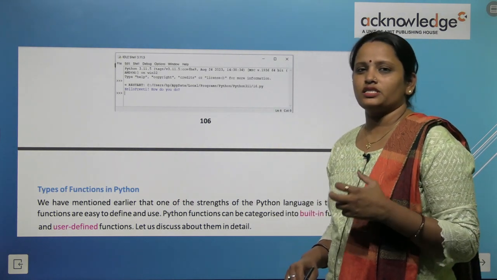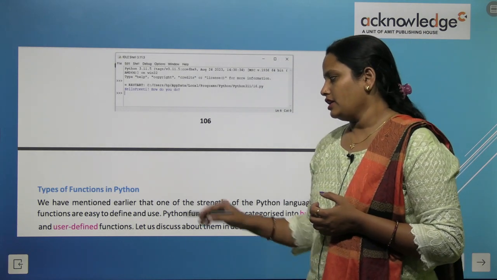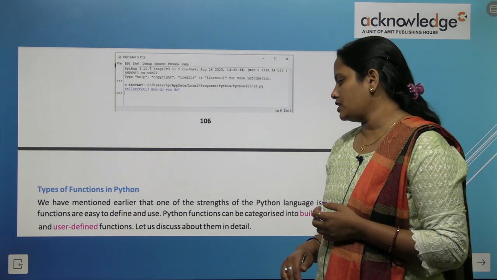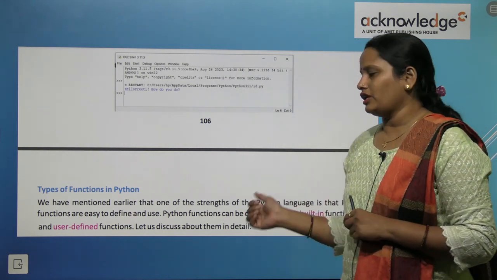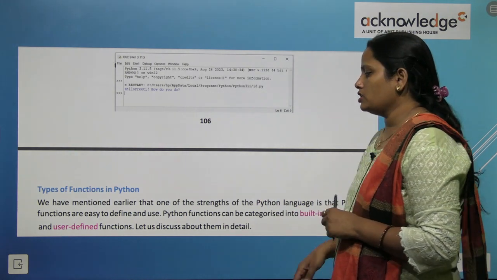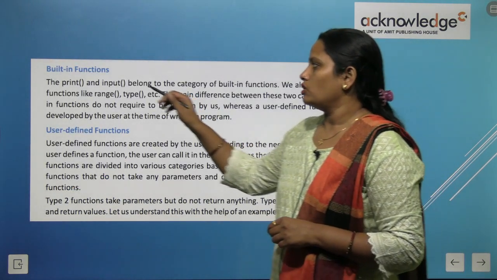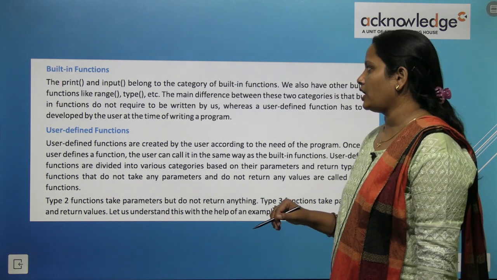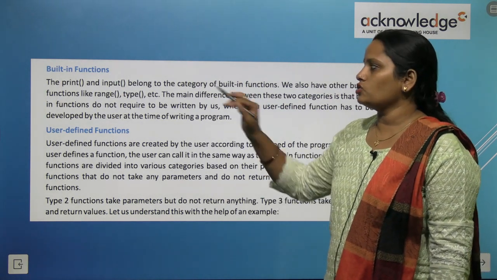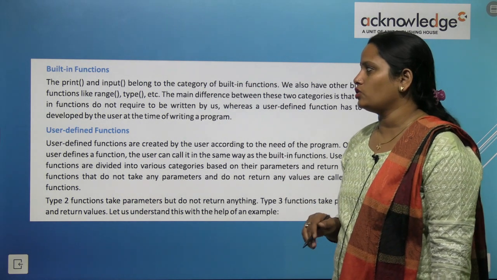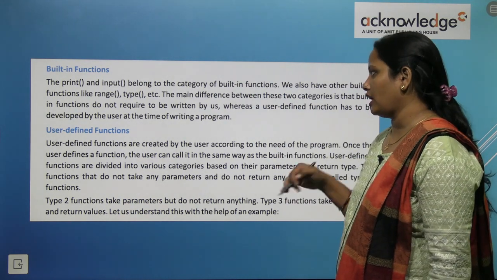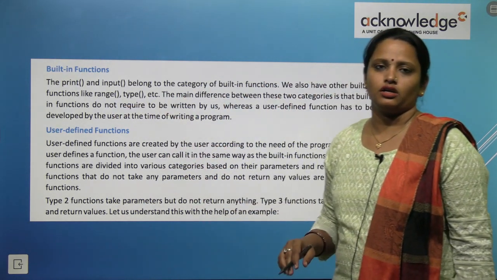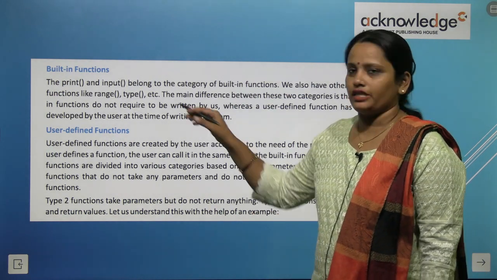Python function को हम built-in function में भी categorize कर सकते हैं, and user-defined function में भी हम इसे categorize कर सकते हैं. Let us discuss about them in detail. अब हम पढ़ेंगे what are built-in functions and what are user-defined functions. So the built-in functions are print and input; they belong to the category of built-in function. So ये दोनों print और input, ये दोनों हैं built-in function की category में. We also have other built-in functions like range, type, etc. So इसके अलावा भी कुछ built-in functions यहाँ पे दिए गए हैं.